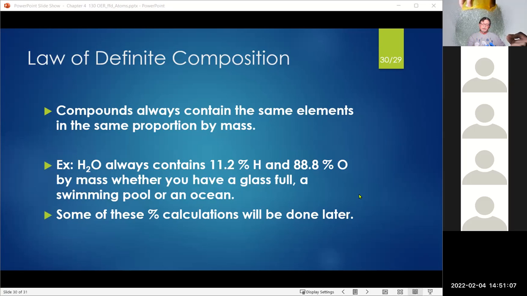With that information and knowing the atomic weights, we can then determine what's called the composition, the law of definite composition. That means that by mass, the elements that form the compound come in a set amount. So water contains 11.2% hydrogen and 88.8% oxygen. And that's true for water here in Arizona or water found in outer space, H2O. That is the composition. Some of these percent calculations we're going to learn how to do later on.